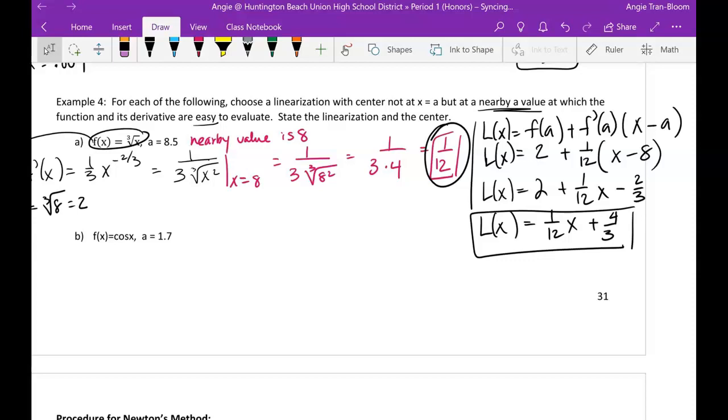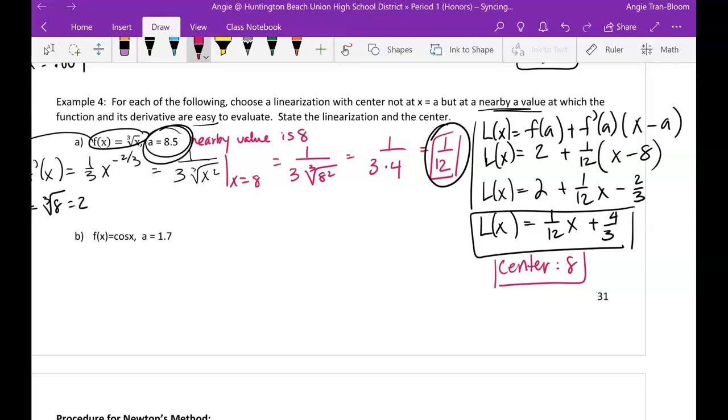It says for each of the following, choose a linearization with the center not at x equals 8, but a nearby value. I don't want 8.5. I want a nearby value that's easy for me to calculate. And it says state the center. I pick 8, so my center is 8. Perfect.